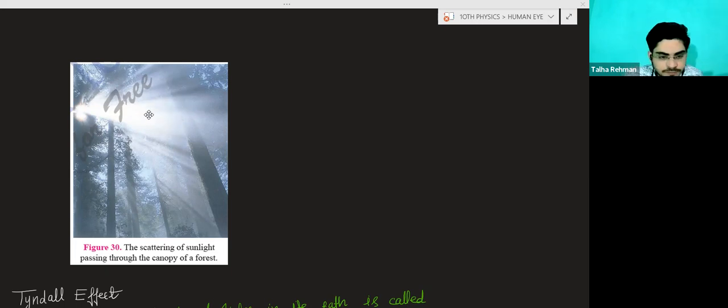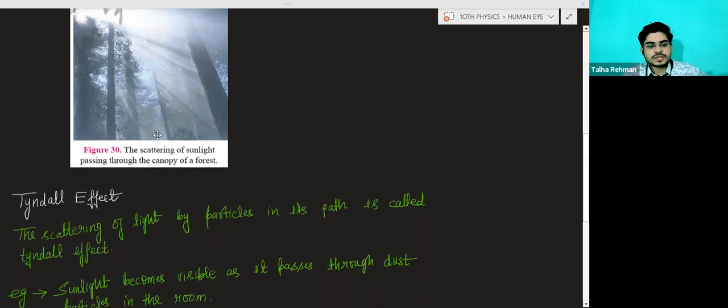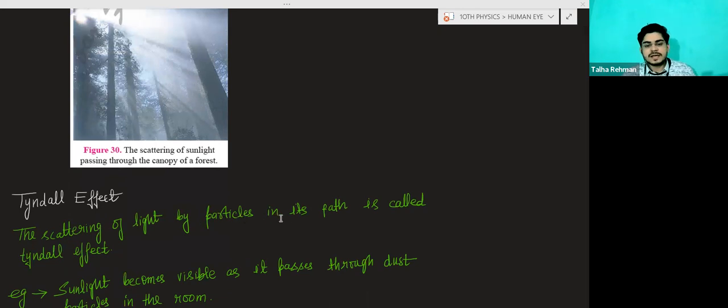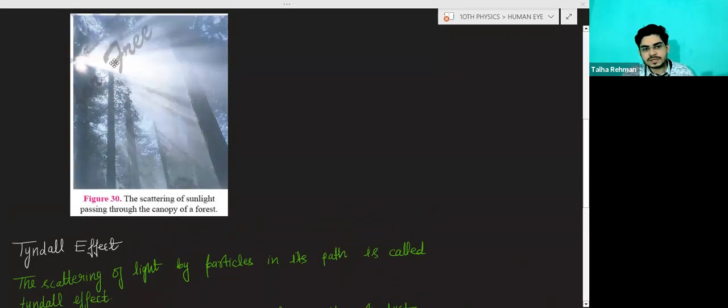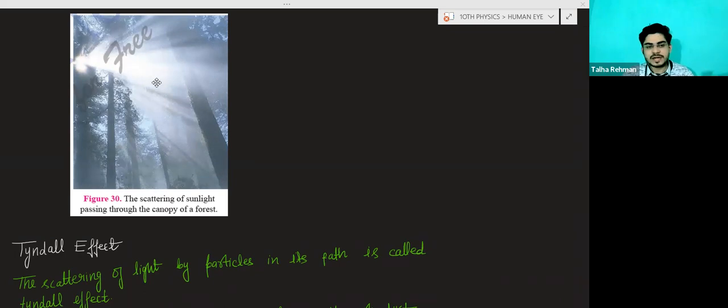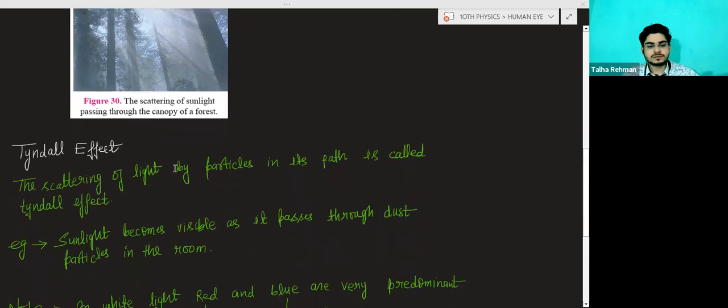So now, what is the Tyndall effect? The scattering of light by particles in its path is called the Tyndall effect. For example, light is coming from the sun, and in the path of the light there are moisture particles, and due to that the light is scattering in all directions. You can see here. So the scattering of light by particles in its path is called the Tyndall effect.